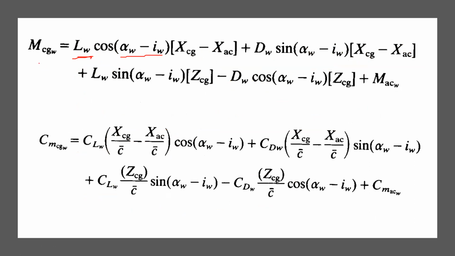You write down the net moment acting on the aircraft about CG because of the forces produced by the wing, which are lift and drag. You decompose the forces, you take moments, you keep sign convention in mind, and you write down this equation. Now, these are actual moments, and the dimension for this is Newton meter. It's actual torque if you talk about it.